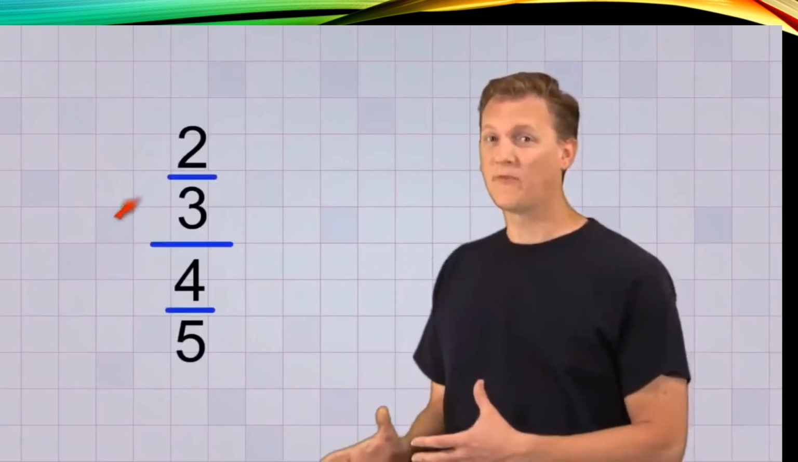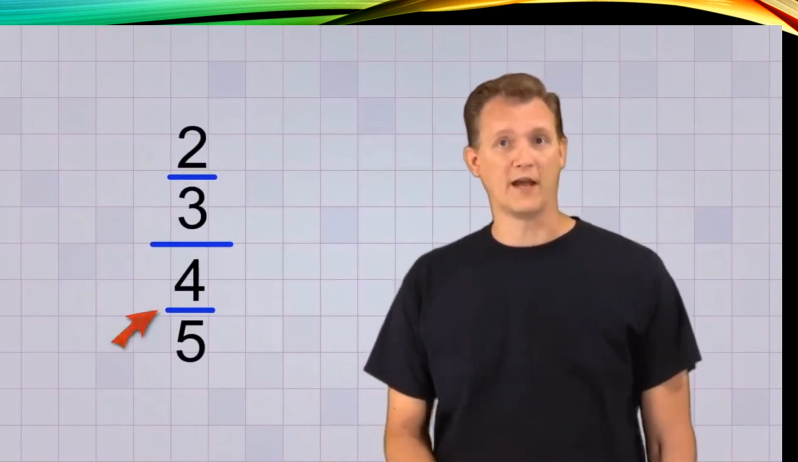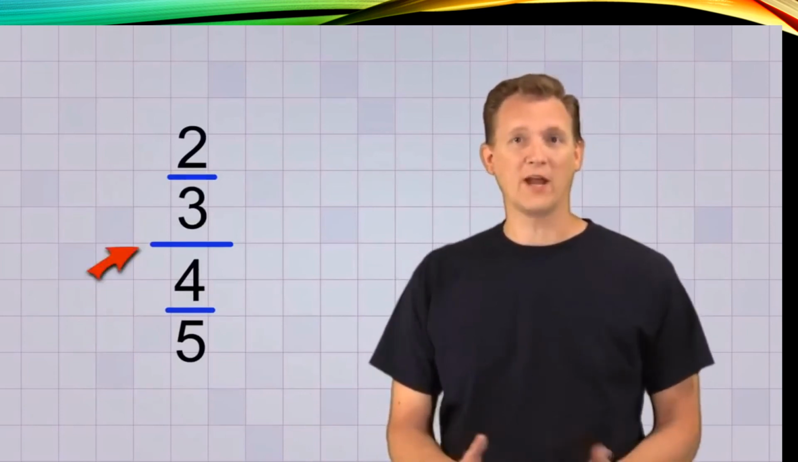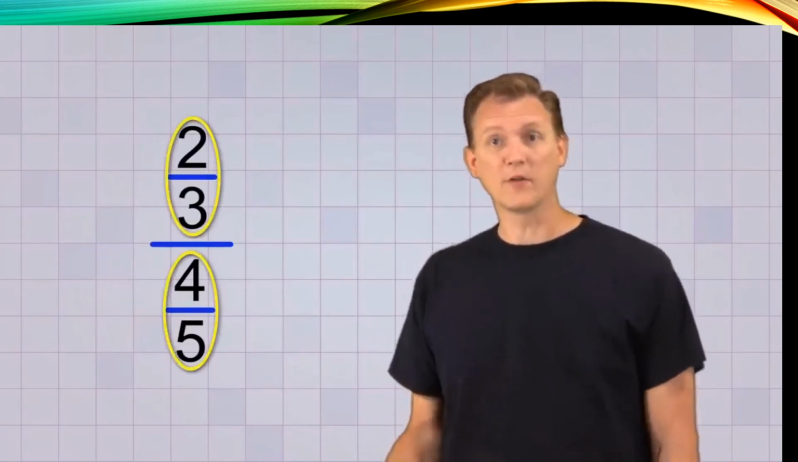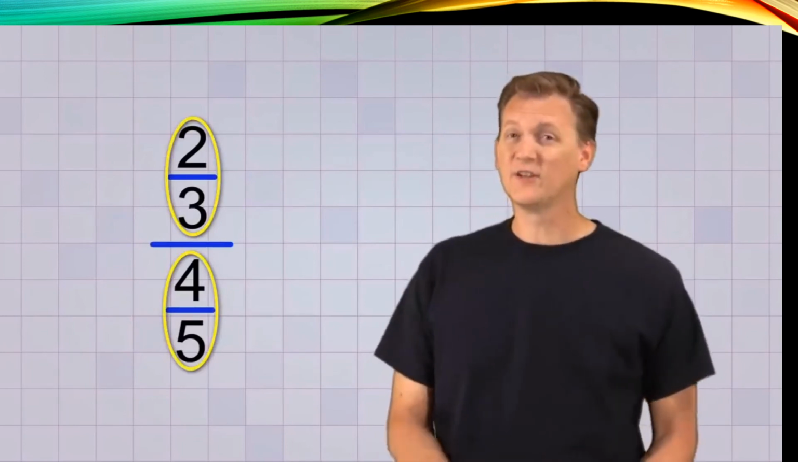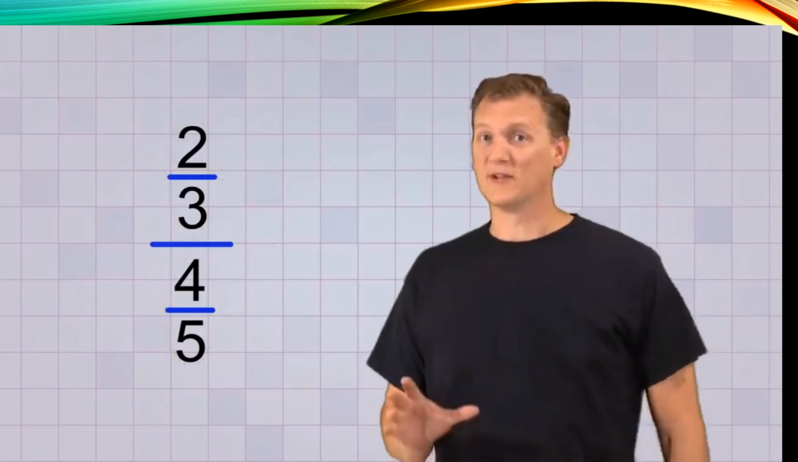This shows the top fraction, 2 over 3, being divided by the bottom fraction, 4 over 5. It's really just that we have a fraction made up from other fractions. The top number is a fraction, and the bottom number is a fraction. It just looks a little confusing because we have all these fraction lines here. But we can make it look a lot better.